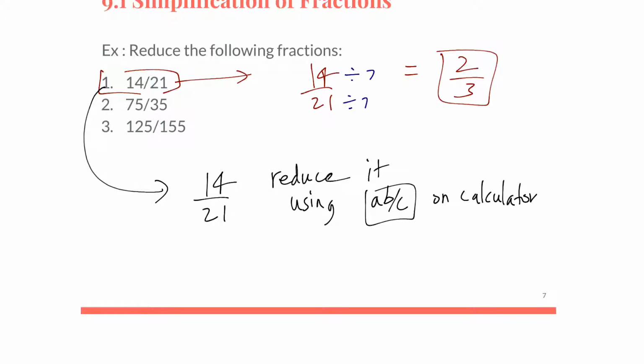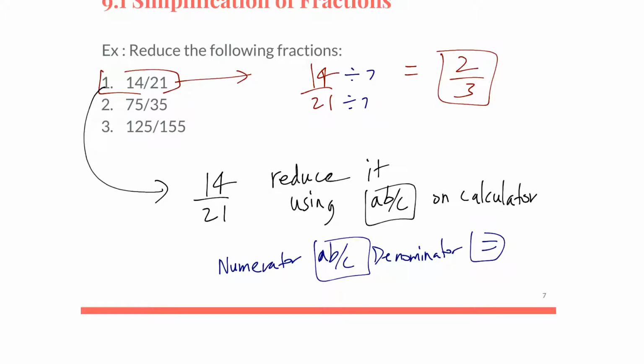Let me know what you get. You should say 2 over 3. You type in 14 first? Yeah, so numerator, then ABC, then denominator. Whatever the numerator is, then ABC, then the denominator, and then equals. Your calculator should give you 2 over 3, right?